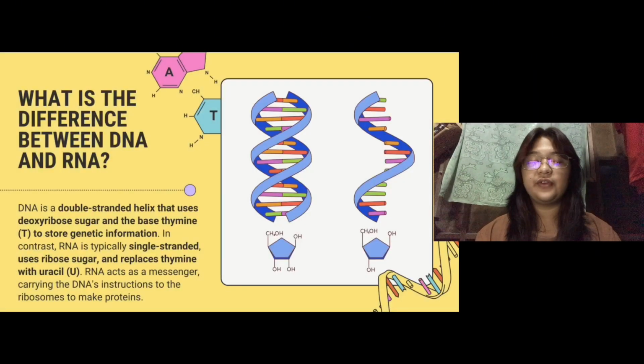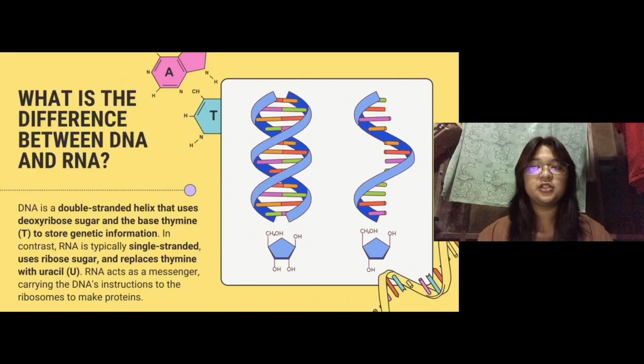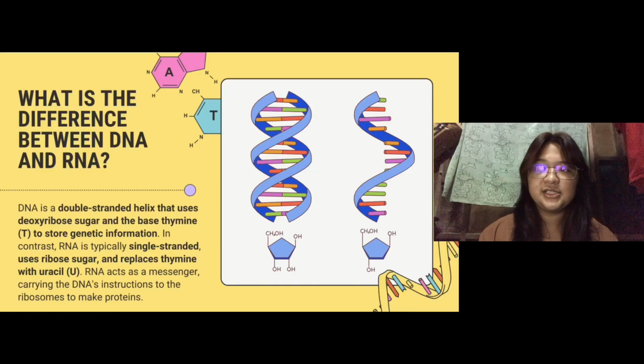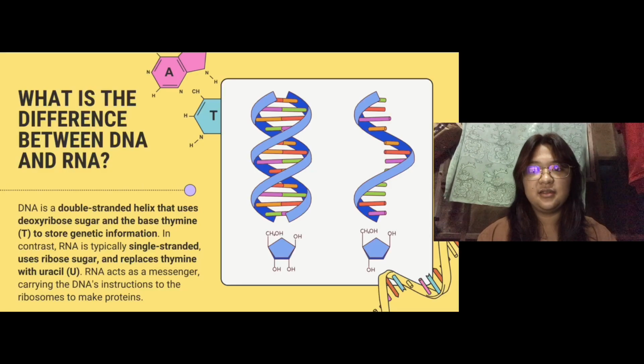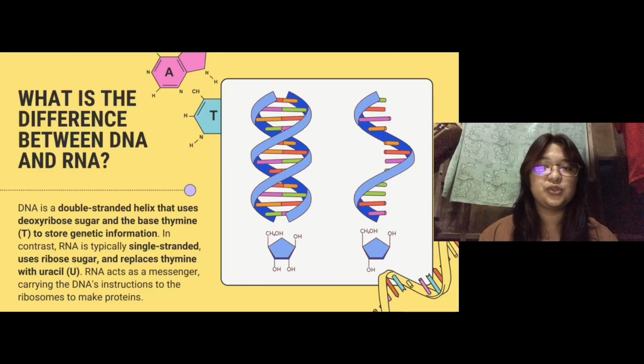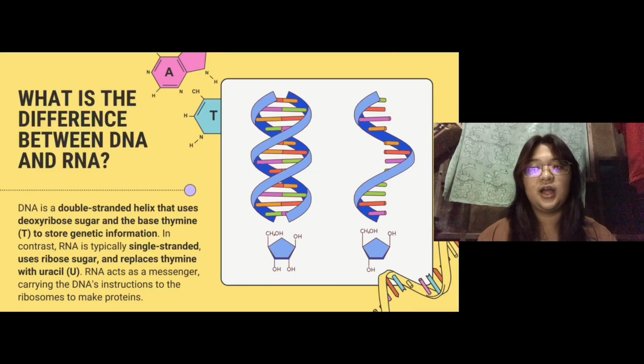Now, what is the difference between DNA and RNA? DNA is a double-stranded helix that uses deoxyribose sugar and the base thymine to store genetic information. In contrast, RNA is typically single-stranded, uses ribose sugar, and replaces thymine with uracil. Lastly, DNA's main job is to store genetic information, while RNA acts as a messenger that carries those instructions to make proteins.